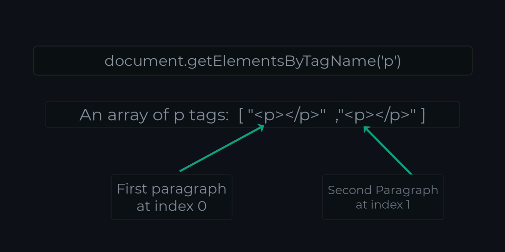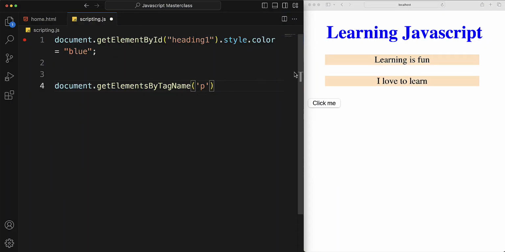So since we only have 2 paragraphs, you're going to only have an array of 2 items, which is an array of two paragraphs. And then in order to access the first one right here, we're going to say something like 0 right here to access the first one. All right. So in doing this, I've already captured this "Learning is fun" paragraph right here.